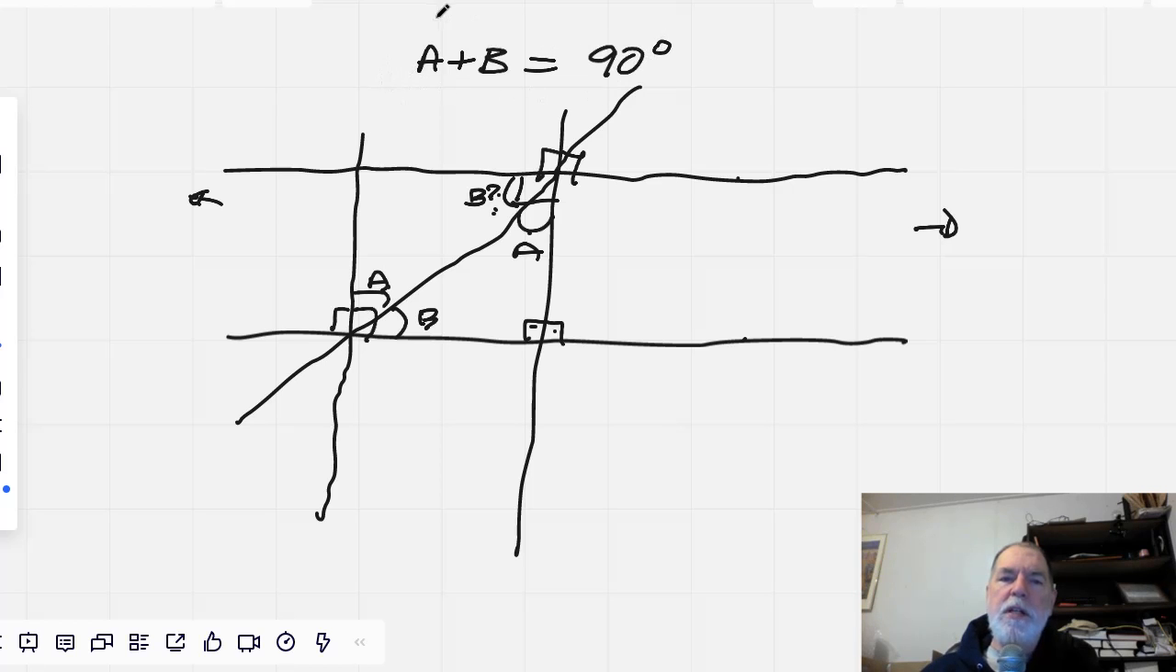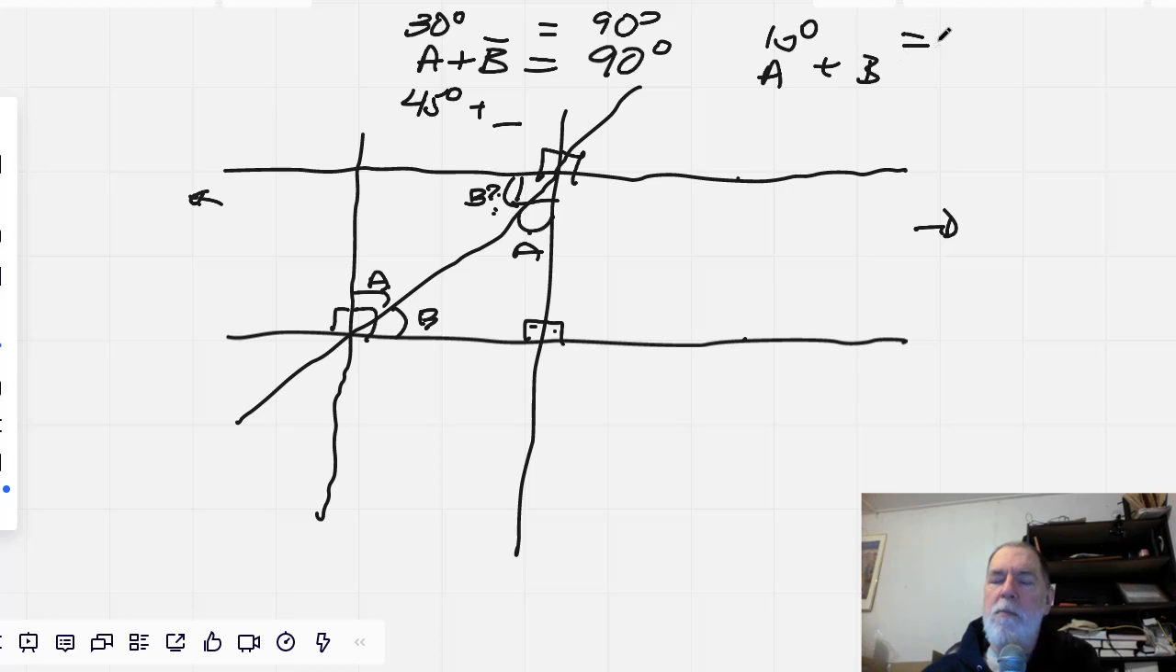So the question is, let's ask this. If A is 30 degrees, what's B going to be? Remember, it adds up to 90 degrees. Likewise, if A is 45 degrees, what's B going to be? Okay, and we could do this for anything. If A is 10 degrees, what's B going to be? Because remember, it all has to add up to 90 degrees.